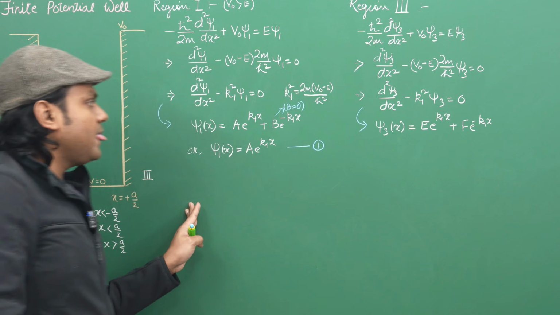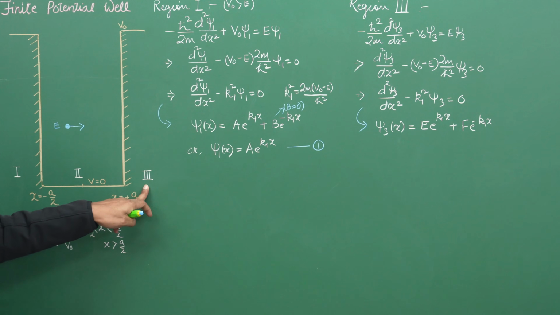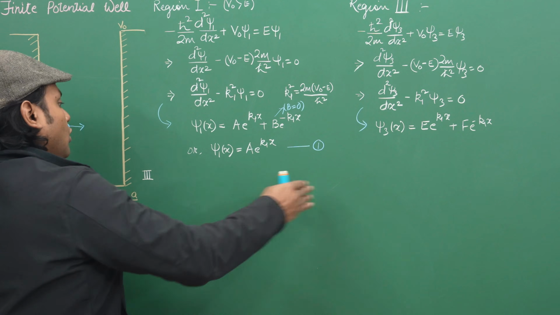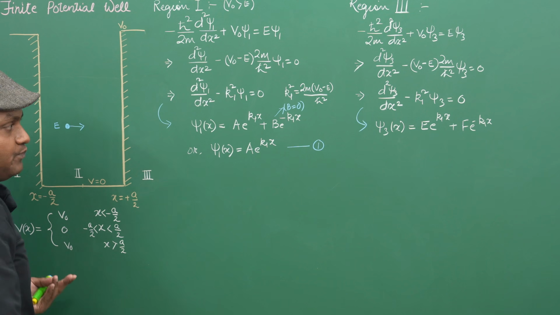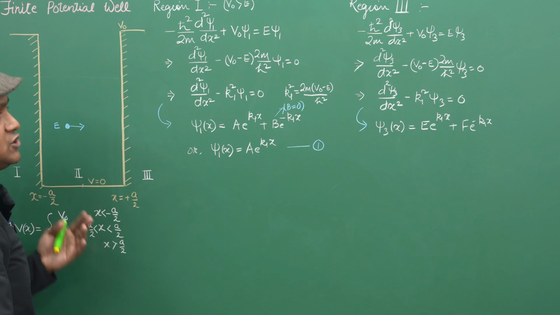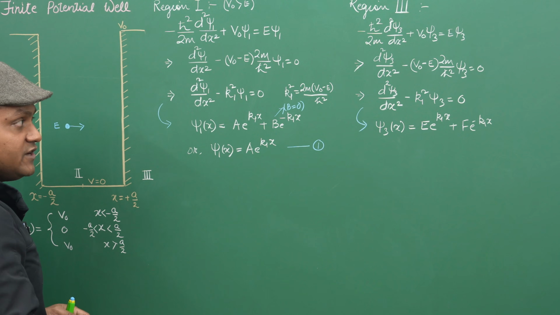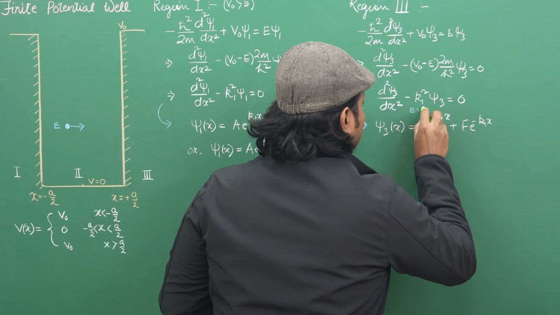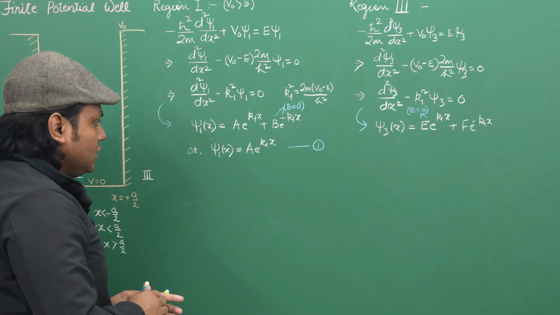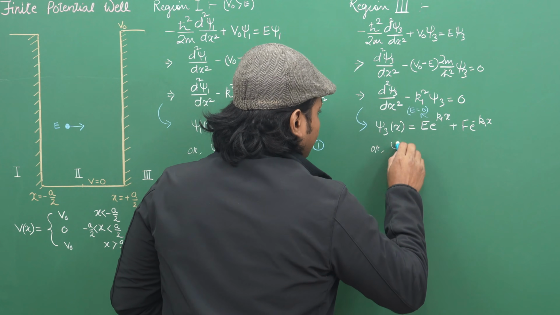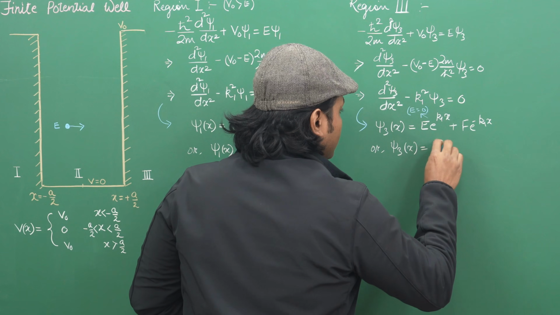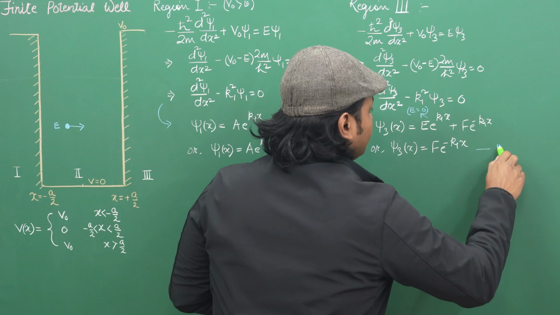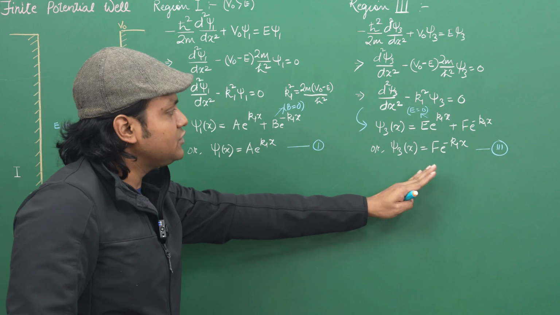Now in a similar fashion, if we look at the solution for region number 3, e to the power k1x blows up as we go along the x-axis in the positive direction. To prevent the wave function from eventually blowing up at x equal to positive infinity, we make sure that E is equal to 0. This is the only way to make this an acceptable solution. So therefore, for region number 3, we have psi 3(x) is equal to F e to the power minus k1x. Let's say this is point number 3. Okay, I have done region number 1 and region number 3.